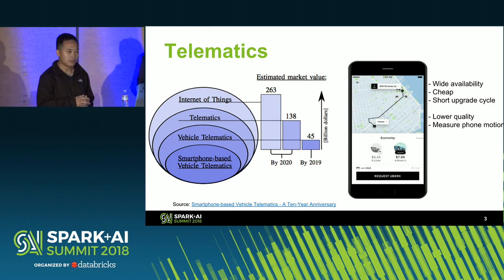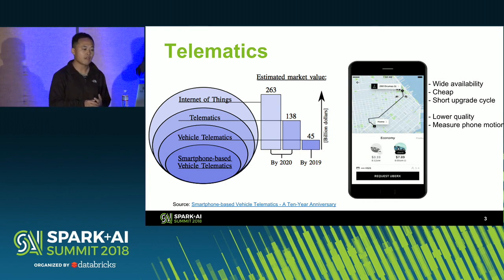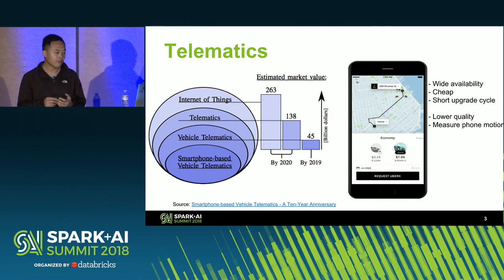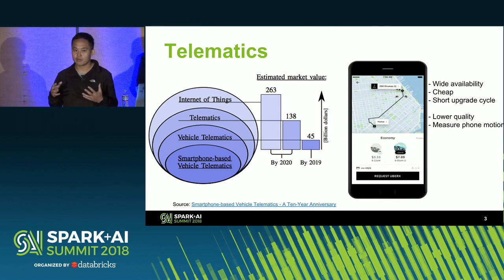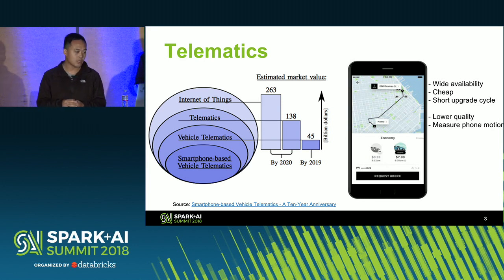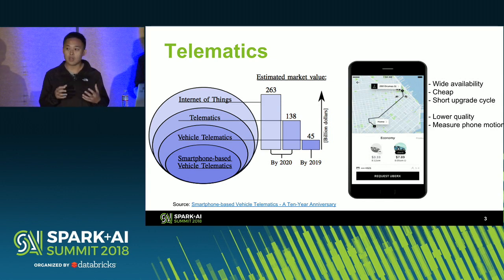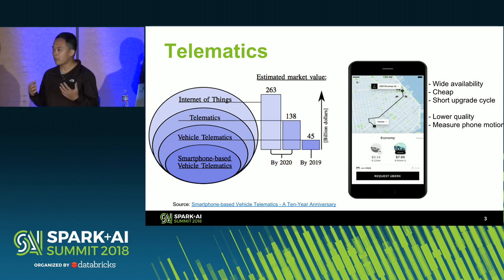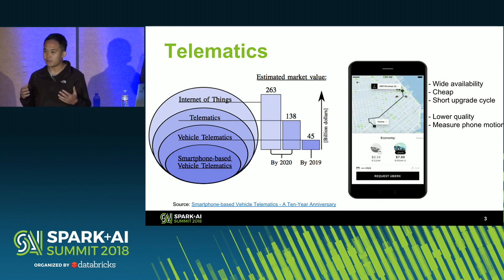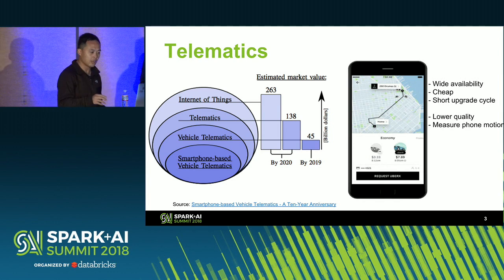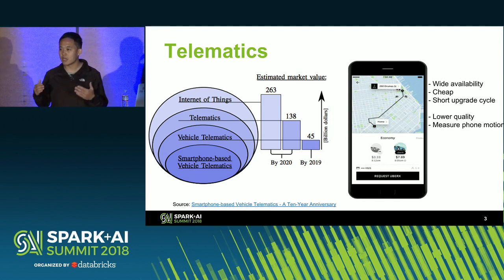So there are several advantages of using smartphone-based vehicle telematics over solutions based on vehicle sensors. Smartphones are widely available. They are relatively cheap, and they have short upgrade cycles. However, the drawback is that the sensors from the phones typically have lower quality compared to sensors installed in vehicles. In addition, the sensors from the phones measure the motion of the phone. We cannot assume that the phone is fixed with respect to the vehicle, which complicates the interpretation of data collected from sensors that are orientation dependent. We will have some examples later on. The rest of this talk is going to be focused on smartphone-based vehicle telematics.